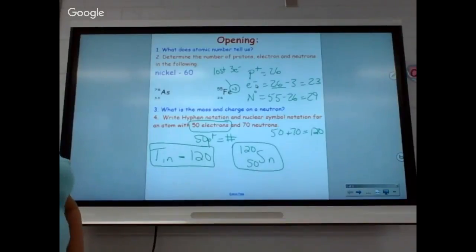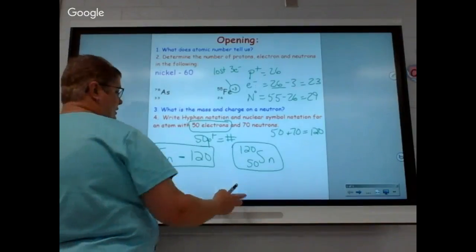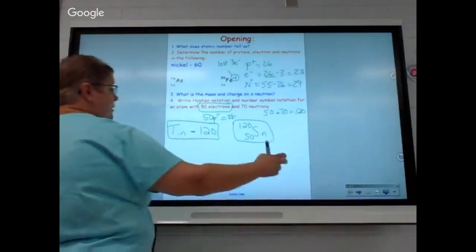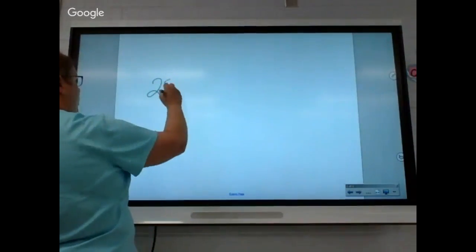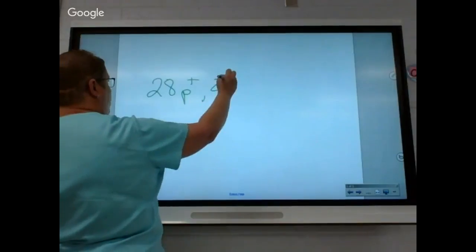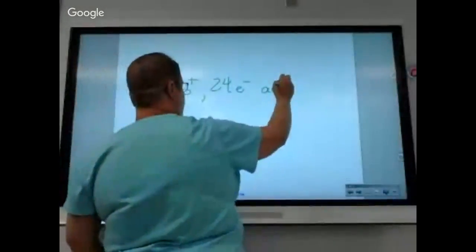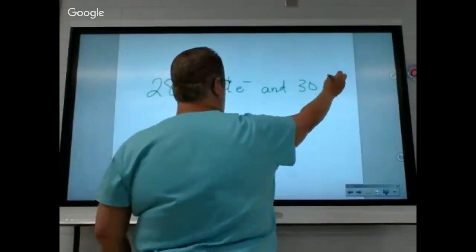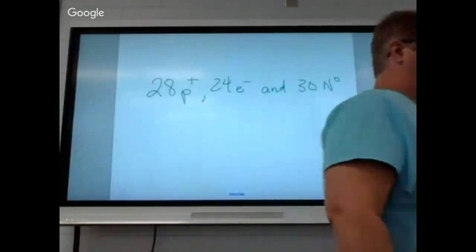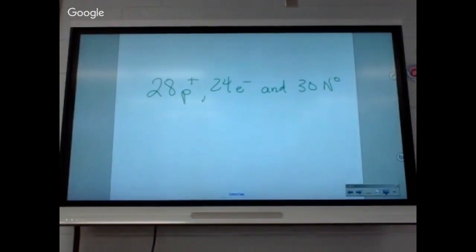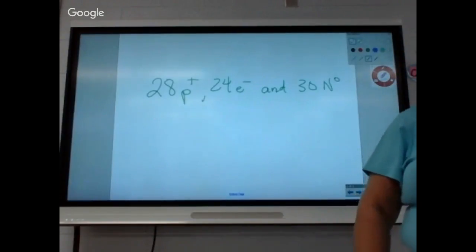Yes. Now, I put something in the homework that we didn't actually do in class on Friday. Okay? So, most of you are probably fine with it, but let me just run through one real quick. Let's say that I gave you 28 protons and 24 electrons, and let's just say that I gave you 30 neutrons. And I asked you to write this in nuclear symbol notation. All right? Okay? So what element would we have if you were going to write that in nuclear symbol notation?